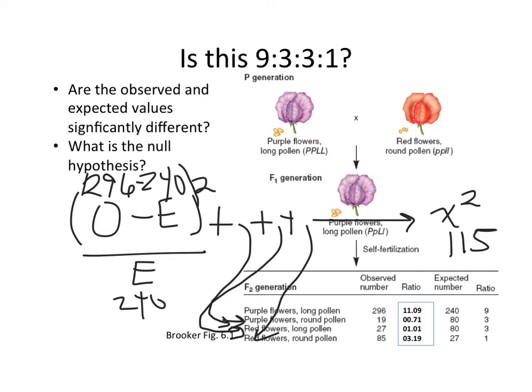So how many degrees of freedom are there in this case? It's the number of categories. We've got 4 different terms in that chi-square, 4 different phenotypes. So what's the degrees of freedom? It's the number of categories minus 1. There are 4 lines in this data table, minus 1 is 3. So we have 3 degrees of freedom, and a chi-square value of 115.